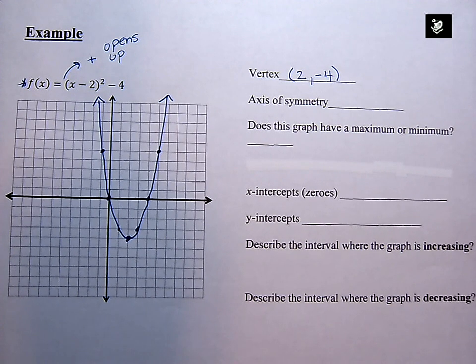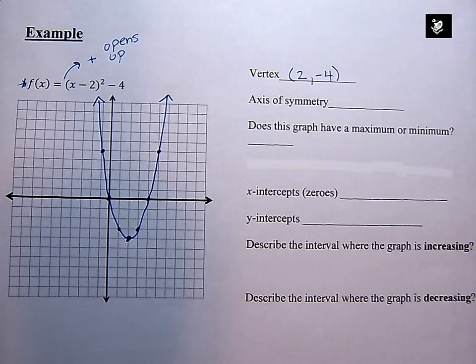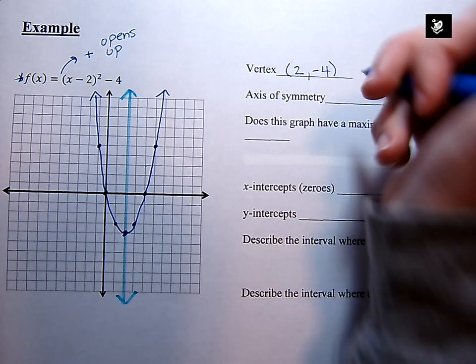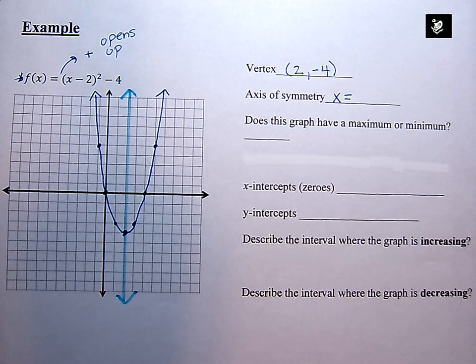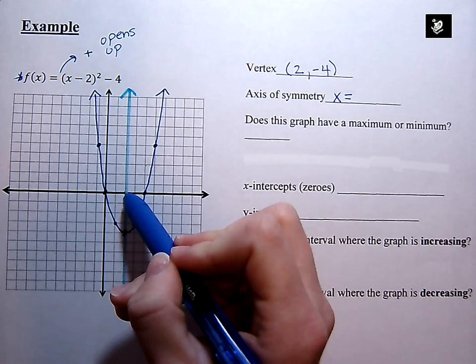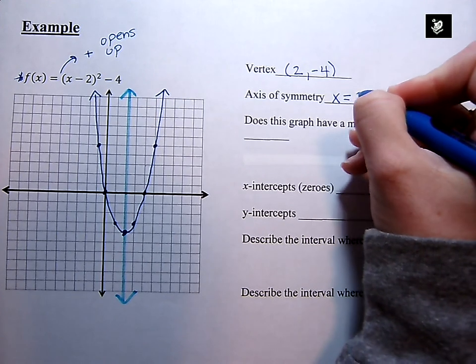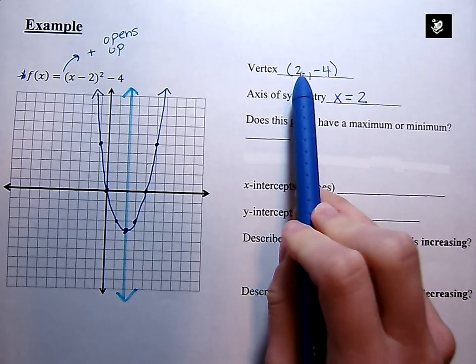So I'm going to draw a line, and I'll do it in blue again, for the axis of symmetry going through the vertex. So there's my axis of symmetry. It goes straight down the middle. So the equation for the axis of symmetry, remember, is always x equals some number. So what's that number? It's where I cross the x-axis. So you can see I'm crossing the x-axis right here at 2. So my axis of symmetry is x equals 2. That's also the x-coordinate for the vertex. So that actually will always happen.